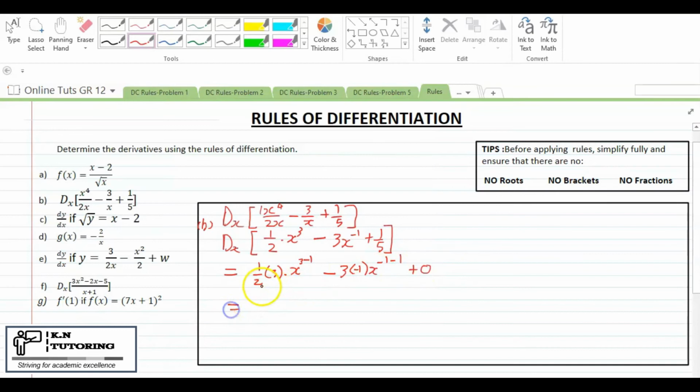And then if I simplify this, I'm going to get 3 divided by 2 x to the exponent squared, plus, I say plus because negative times negative is positive, 3x to the exponent minus 2. As I said previously, it is advisable to leave it with a positive exponent, so therefore this will be 3 divided by 2 x squared plus 3 divided by x squared.